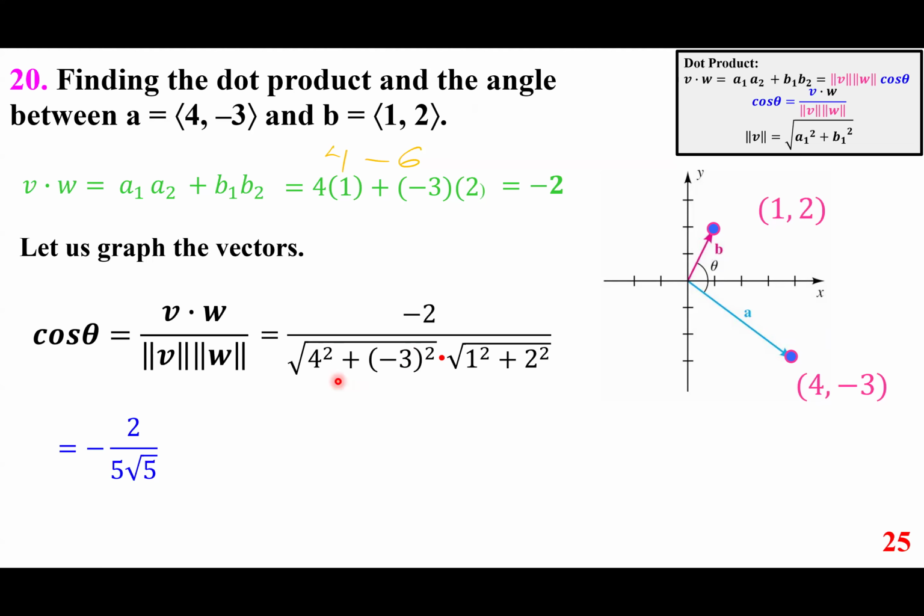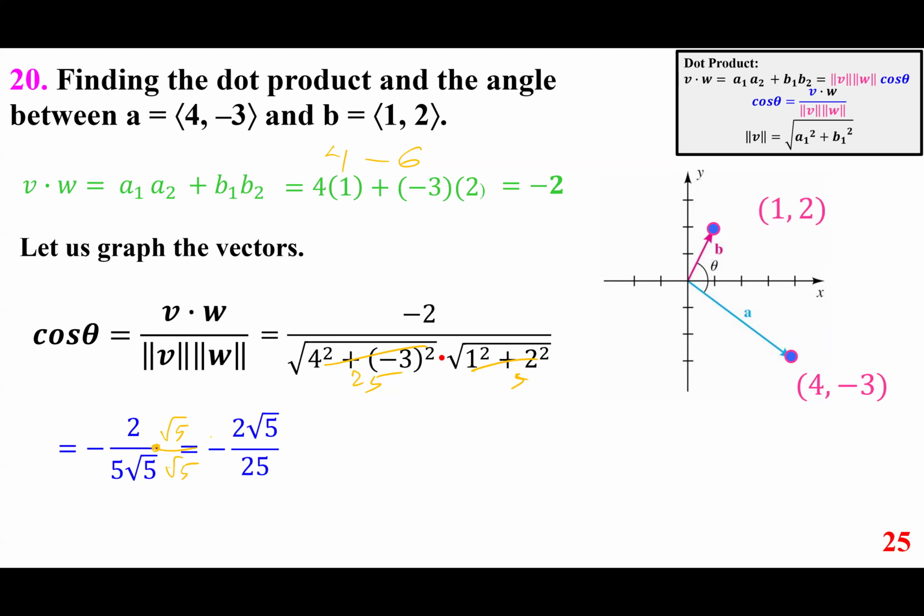I hope you see what happens here. This is 25 and this is 5. That's why we get that. Now, I can multiply by square root of 5 over square root of 5. The bottom becomes 5 times 5, 25.